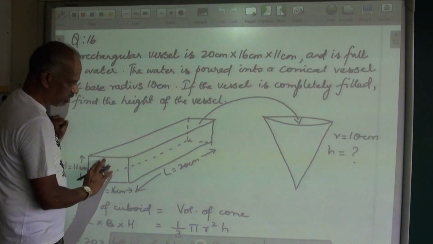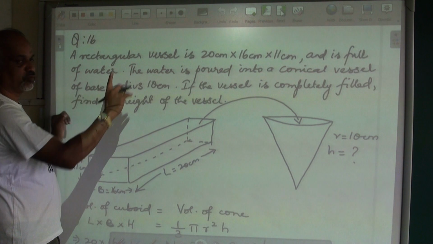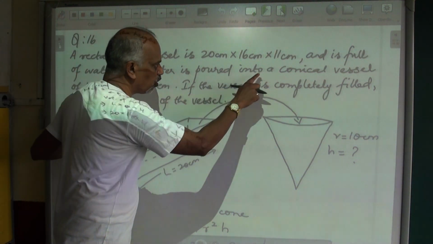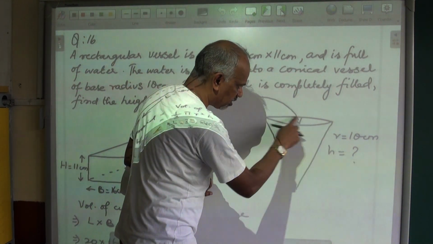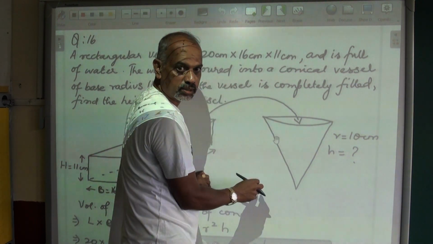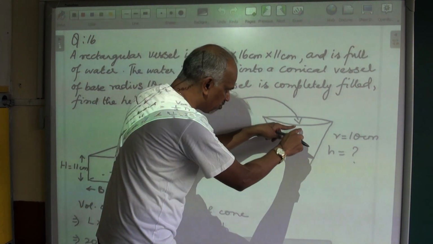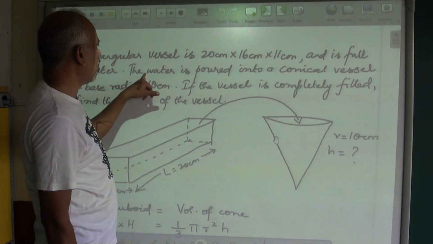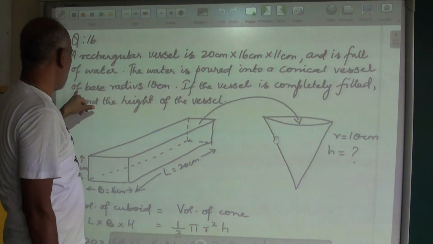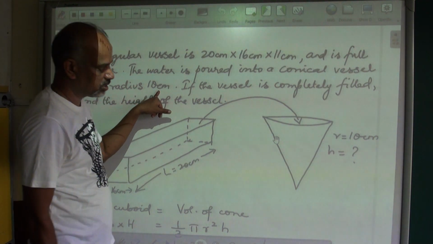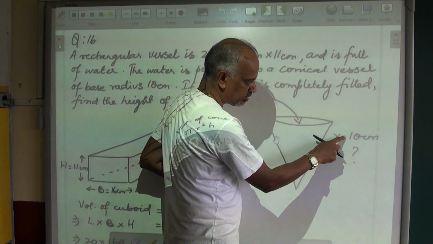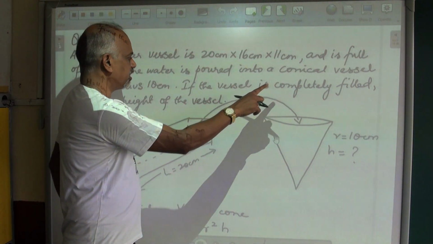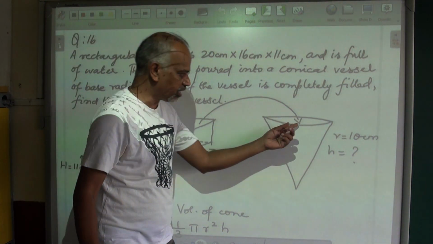This vessel is completely filled with water. It's full of water, it says. The water is poured into a conical vessel. So there is a conical vessel, a cone. This water is transferred into this conical vessel. The base radius is 10 centimeter, which I considered as smaller. If the vessel is completely filled, find the height of the vessel. You have to find the height of the vessel.